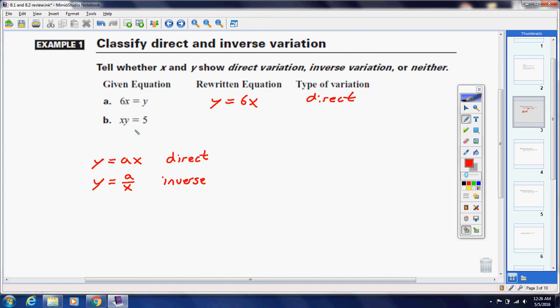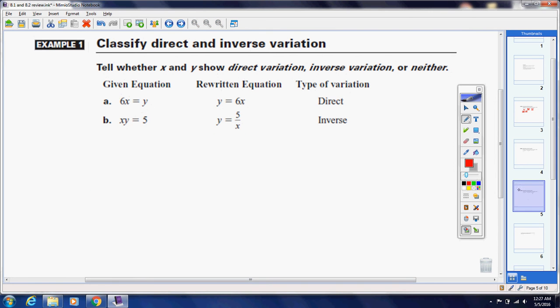All right, let's take a look at the next one. We've got xy on one side of the equation equals 5. So our constant is 5 on the other side of the equation. If we want to get y by itself, we divide both sides of the equation by x. That would cancel out those x's there. We'd have y equals 5 over x, which is how we would write an equation with two variables that have inverse variation. This is inverse variation between the variables.